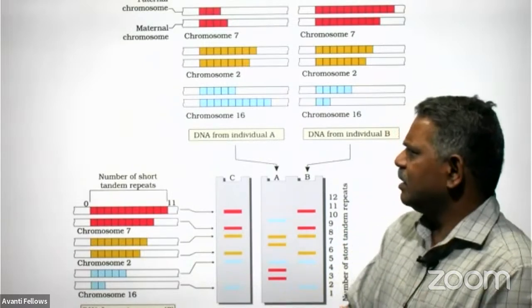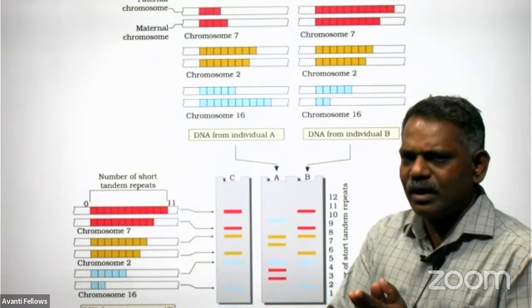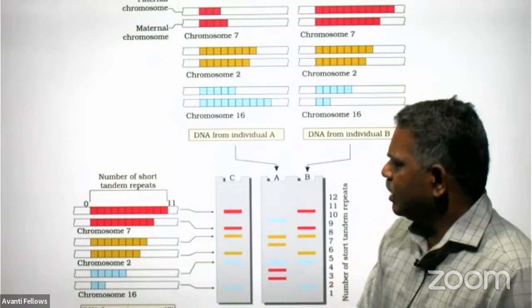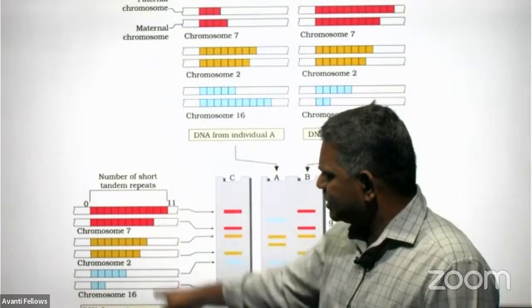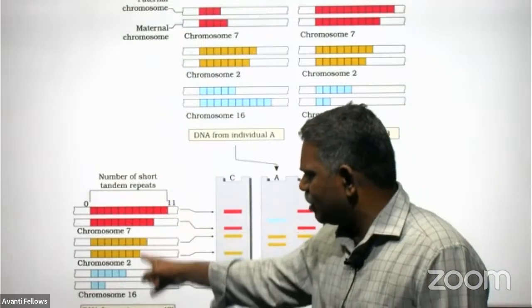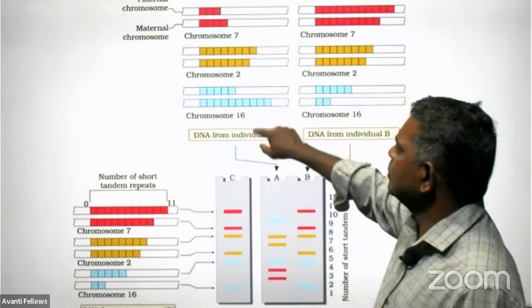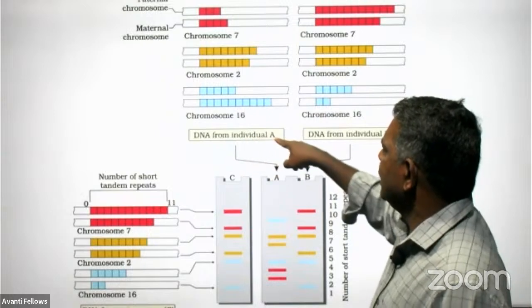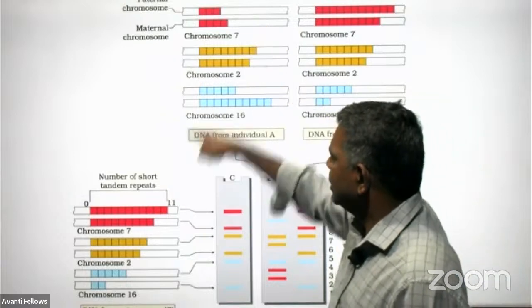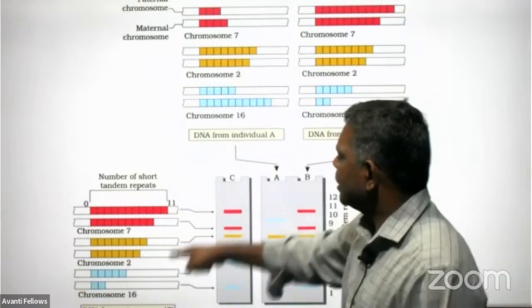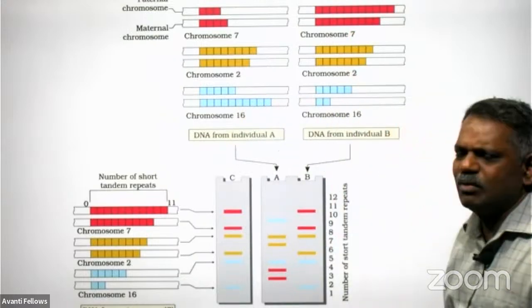Whenever we compare these variable number of tandem repeats, we have to take them only from the same chromosome. Here, from the crime scene, the sample is taken and 3 chromosomes, 7, 2, and 16, are considered. The same chromosomes are taken here also, for this suspected person, individual A, and another suspected person, individual B. Chromosome 7 and 2 are taken, and the VNTRs of 16 are also taken for comparison. So it will be more valid.